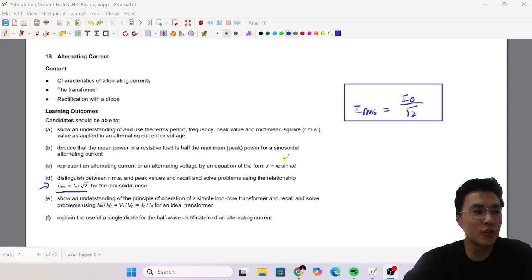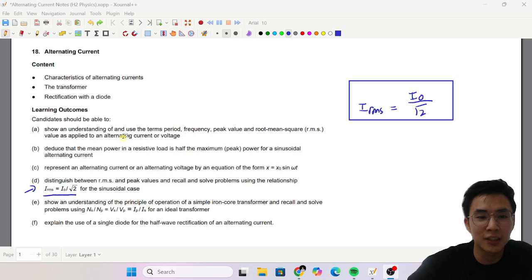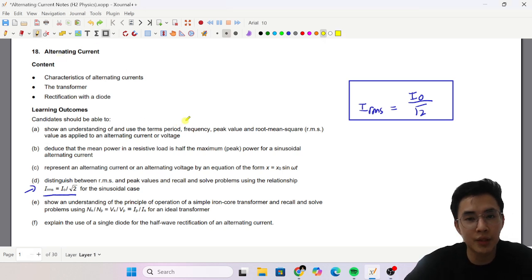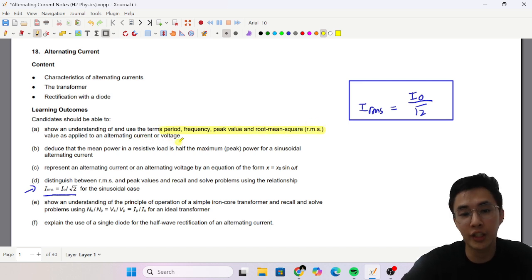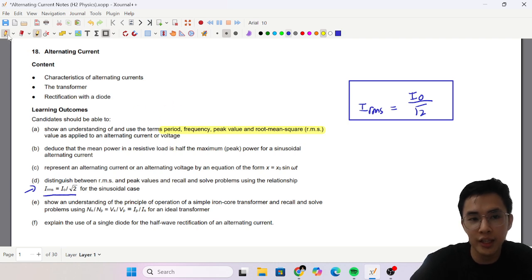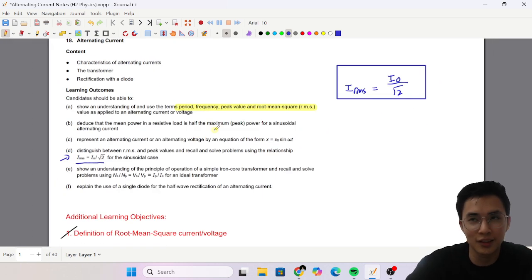Okay, so on this video here, what we're gonna do is cover the rest of the learning objectives. Let's start off with the very first learning objective. For alternating currents, they want you to understand the different terms here: period, frequency, peak value, root mean square value, for an alternating current or alternating voltage graph. This one's actually really easy. If your foundation is good on waves, they basically are the same things.